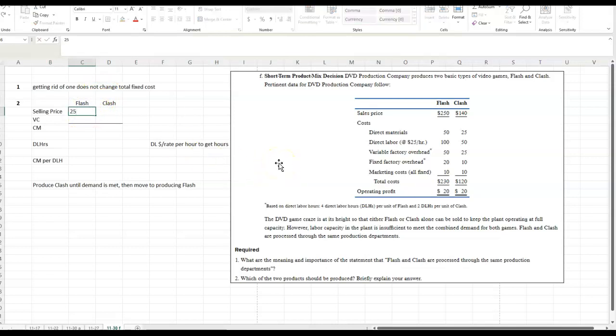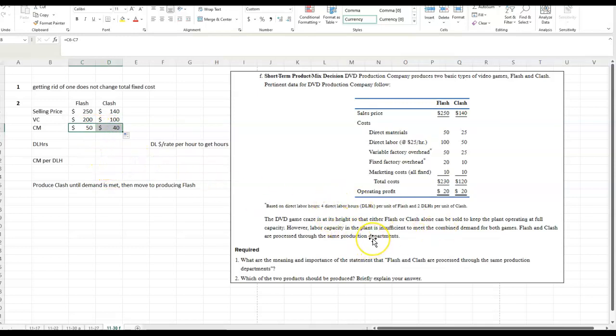So the selling price for Flash is $250, Clash is $140, variable cost is $200 for Flash, $100 for Clash. Let me just add up how I got that for you. Variable cost for Flash is 50 plus 100 plus 50. Clash is 25 plus 50 plus 25. So our contribution margin is 50 for Flash and 40 for Clash.